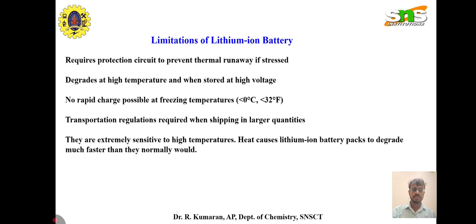There will surely be some limitations for these versatile devices. It requires a protection circuit to prevent thermal runaway if stressed. This is very important in a way. One of the key drawbacks of lithium-ion batteries. Maintaining and storing them is very important too. Transportation regulations are very important while shipping.